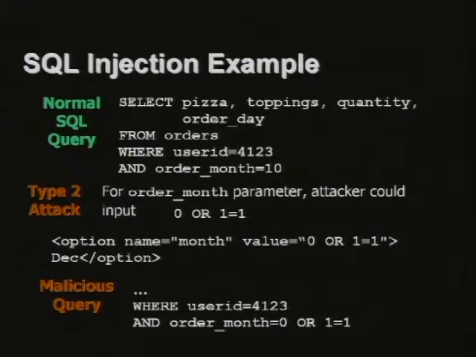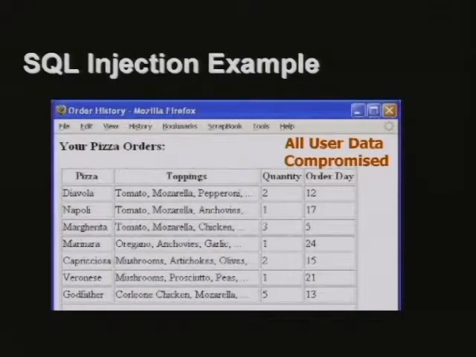So if an attacker entered 0 or 1 equals 1, the output that the attacker would get is a table as follows, which contains all of the pizzas, all the toppings, all the quantity, all the order days for all the pizzas that were ordered for all the users. Now, while this might not seem that bad for a site that allows you to order pizzas, imagine if this was a web service that allowed you to store your medical history, or if it had a lot of credit card numbers behind it. Well, this could be quite damaging. It basically allows the attacker to get all user data.